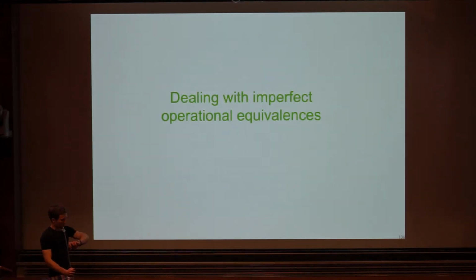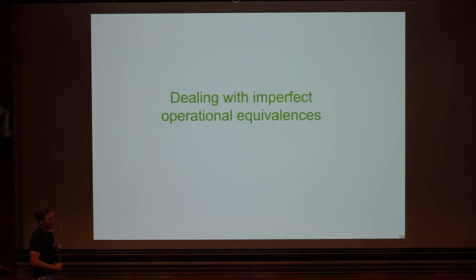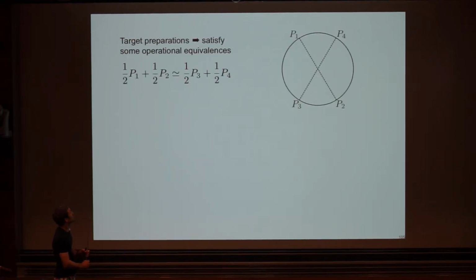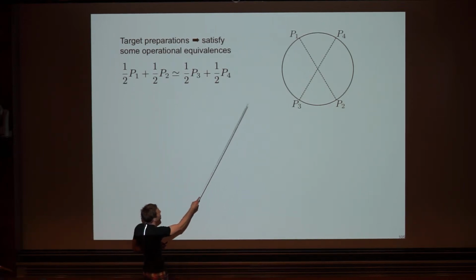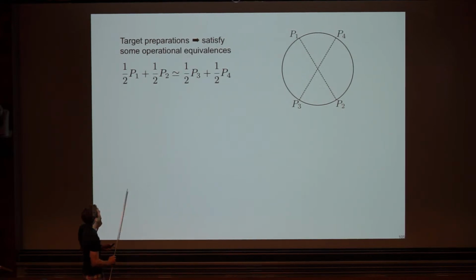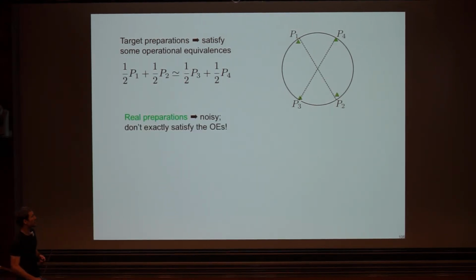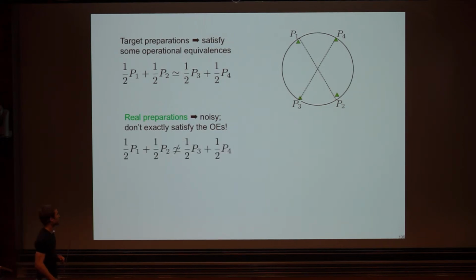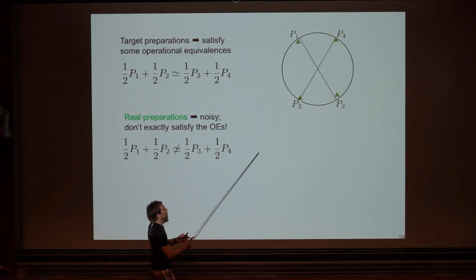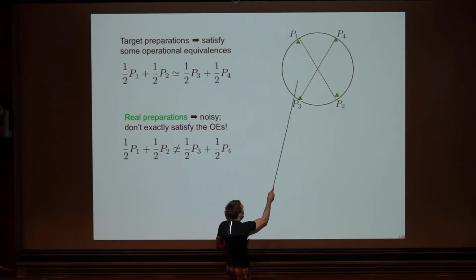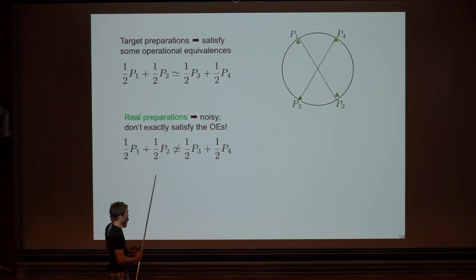Okay, cool. So another topic which comes up a lot is how do you deal with imperfect operational equivalences? So I've been using a lot of this simple example where you have a uniform mixture of two preparations that is operationally equivalent to a uniform mixture of two others. And I'll call these the target preparations. They're kind of idealized, noiseless. In the quantum case, we often focus on pure states. But when you do real preparations, these are noisy, and they're never going to exactly satisfy the operational equivalences. So in reality, the P1, P2, P3, and P4 that are implemented here, which I've drawn as these green triangles, they're going to be a bit noisy, and they're not going to satisfy this constraint.